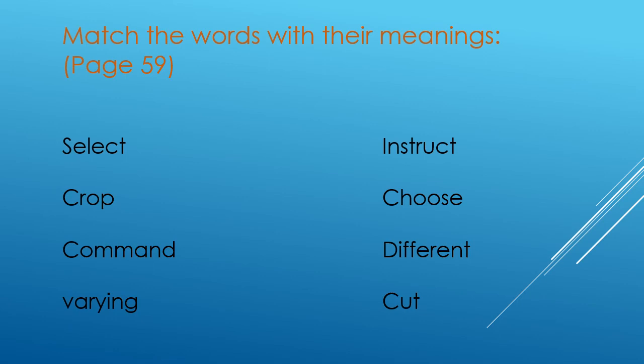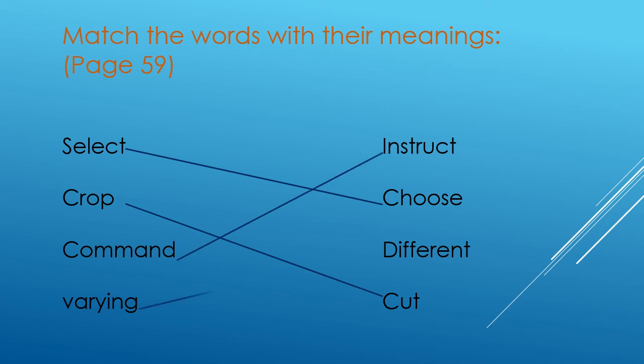Dear students, now we will perform the exercise that is given to us on page 59. Match the words with their meanings. 4 words are given to us. Select is the first word. It will be matched with choose. Next word is crop. You will draw a line from crop to cut. Command will be matched with instruct, and varying will be matched with different. You will complete this exercise on the book page number 59.